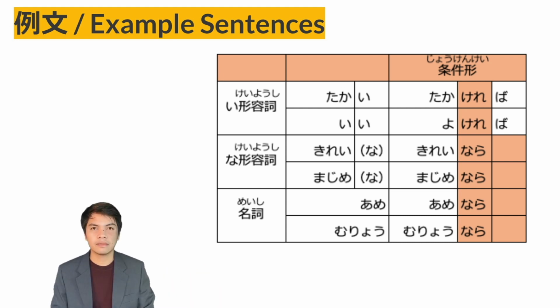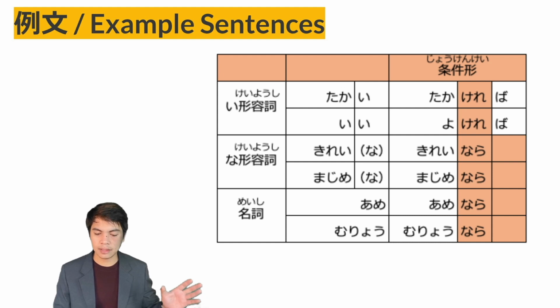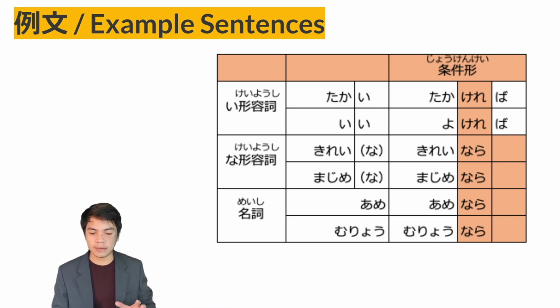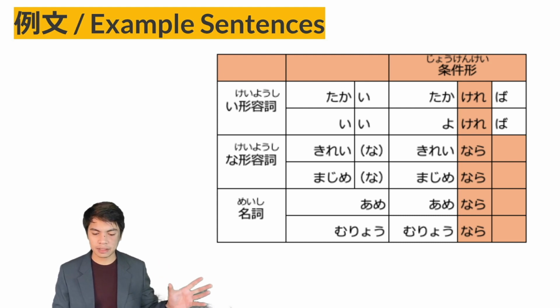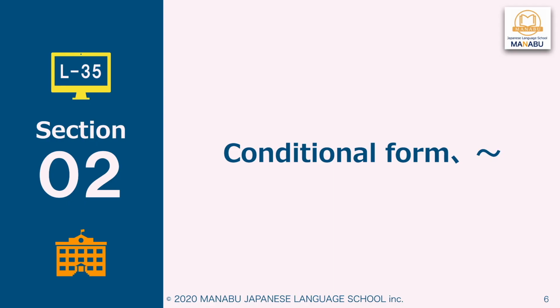For the na adjectives and nouns, they have the same rule for the conditional form. Just add nara. So na adjective nara and noun nara. For example, kirei, kirei nara. Majime, majime nara. Ame, ame nara. Muryou, muryou nara. Muryou means free, so, free of charge, muryou. Muryou nara.